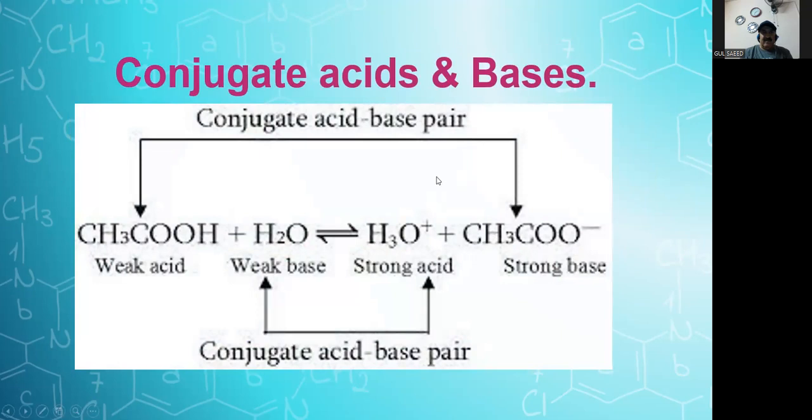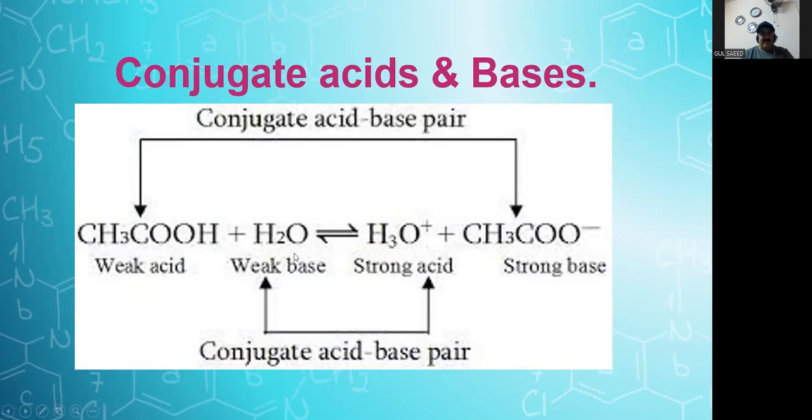Now, conjugate acids and bases. Look at this: CH3COOH, a weak acid, plus H2O, the base. But water acts as an acid as well as a base, which is called amphiprotic. Here, weak acetic acid is stronger than H3O+ in water, so it will donate a proton. Acetic acid will donate a proton and produce the acetate ion, CH3COO-. This is a strong base now.